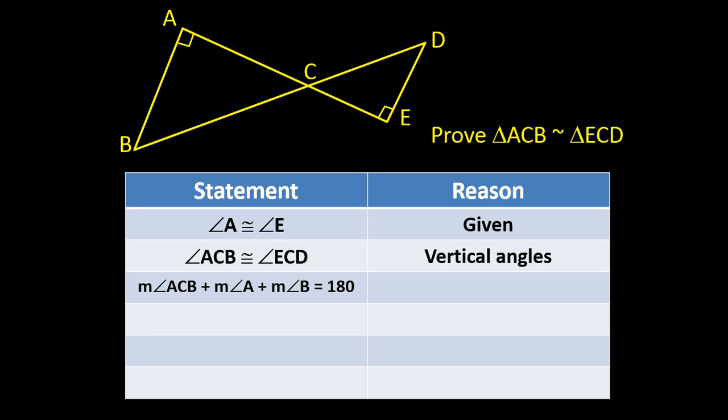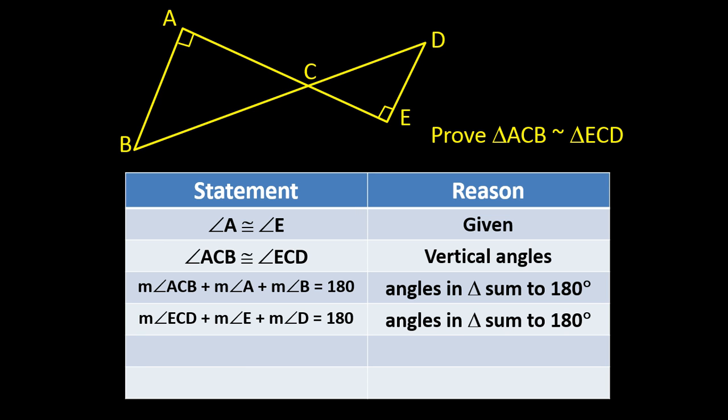And we know that the measures of all the angles in the triangle on the left have to sum to 180 because all the angles in a triangle sum to 180. Now the same holds true for the triangle on the right. All of its angles must sum to 180.